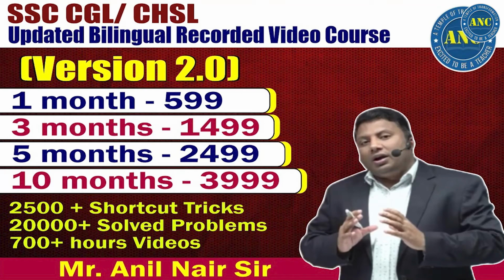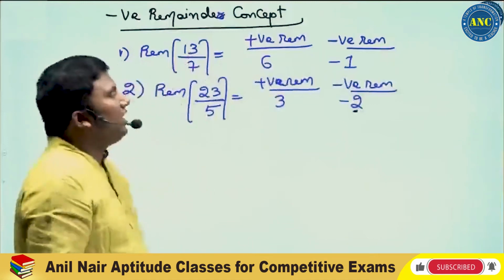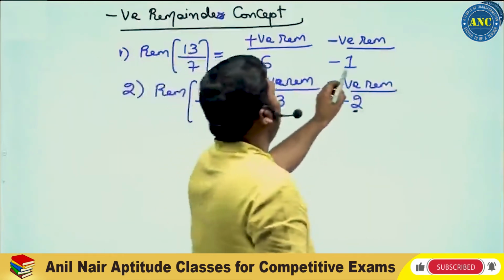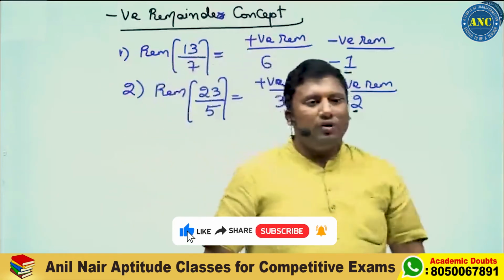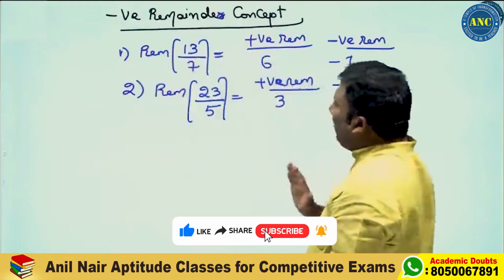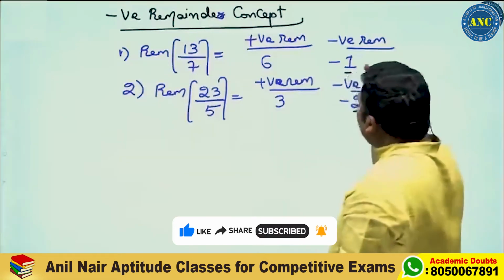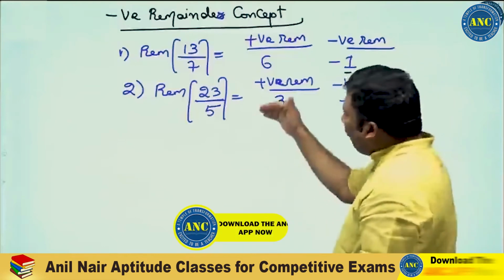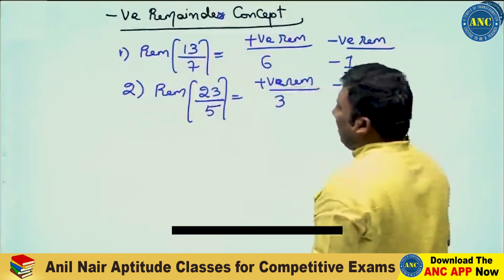7 twos are 14. 13 is just 1 less than 14. So it is nothing but minus 1. Again, I am repeating it. 7 ones are 7. Positive remainder 6. Negative remainder minus 1. 5 fours are 20. Positive remainder 3. Negative remainder minus 2.